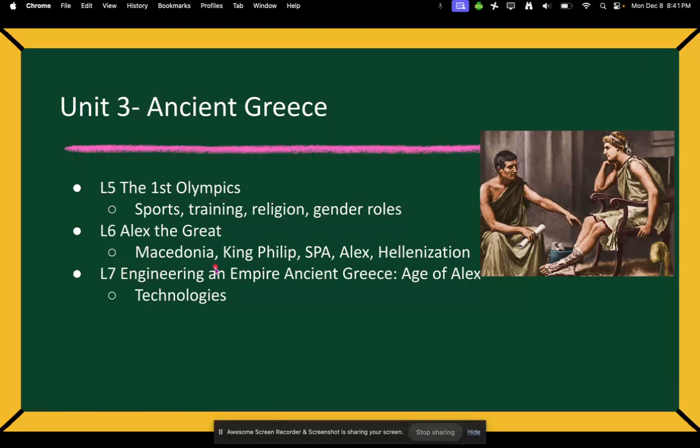So we talked about Macedonia, King Philip, SPA, if you remember what that stands for. So SPA stands for Socrates, Plato, and Aristotle, which were 3 huge philosophers back in ancient Greece. I mean, they're so popular that they're even known across a lot of population today. We, of course, talked about Alexander the Great, who we nicknamed Alex, and Hellenization, which was the spreading of Greek culture. In lesson 7, we did Engineering and Empire, Ancient Greece, Age of Alexander, and we talked about some of the technologies that were made during this time period.